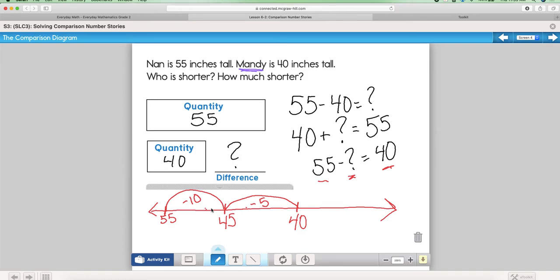10 plus 5 is 15. Mandy is 15 inches shorter than Nan. Okay, that's one of the ways that we could have solved that. 15 inches shorter than Nan. All right, let's try another one. Then we're going to practice in our bookie books.